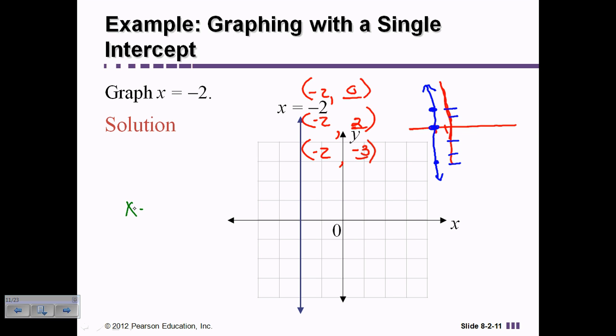So what if I had x equals 3? Then I'm going to go to the point 3 on my graph. Here's the point 3. And I'm going to have a vertical line going through 3. So this is the answer for x equals 3. If I had x equals -1, I'm going to go to -1 on the x-axis and draw my vertical line through -1. And so this red line that's here is x equals -1.